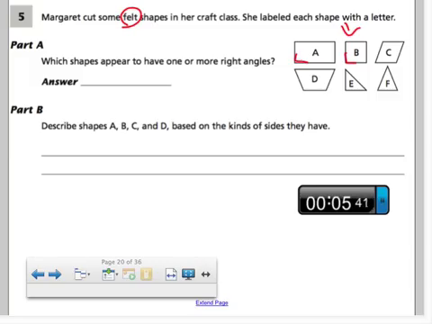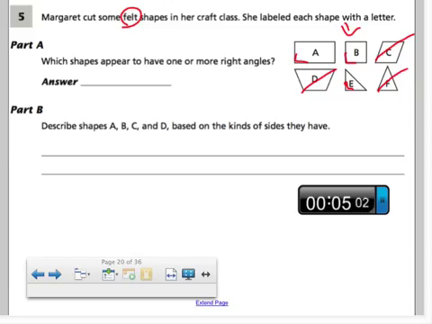Thank you. All right. Does letter C have right angles? No. Goodbye, C. How about letter D? Any right angles there? Nope. How about letter E? Yes, right there. How about letter F? Right angle on F? No. So we've crossed out what doesn't work, and we're left with 3 letters: A, B, and E. All you have to do is write down the name of those shapes.